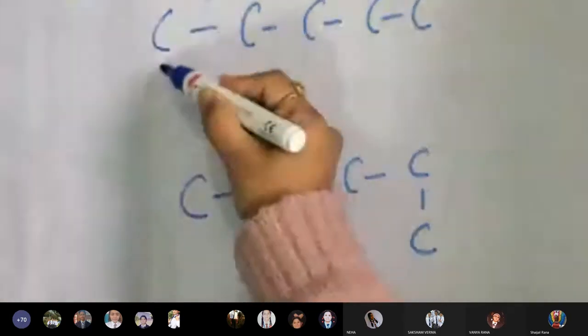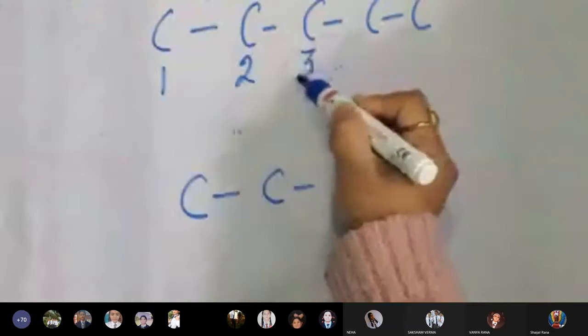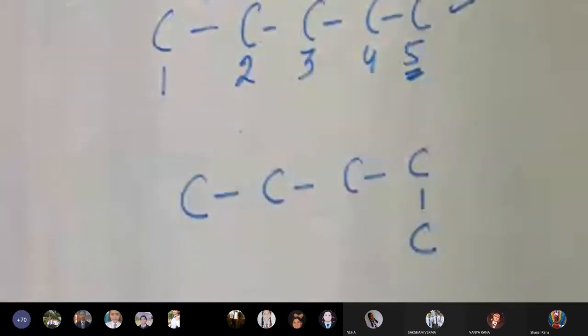So the first one is easy. You have to select the longest chain, and the longest chain is this. And we do number it in naming also. So you can mention it as 1, 2, 3, 4 and 5. So in this compound, my longest chain contains how many carbons? 5 carbons.